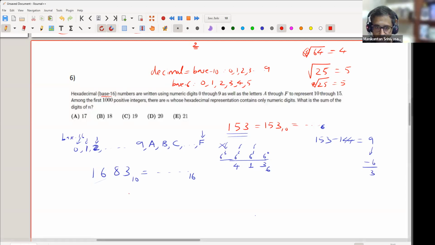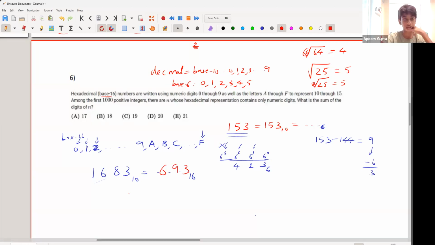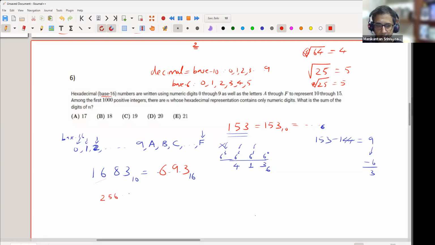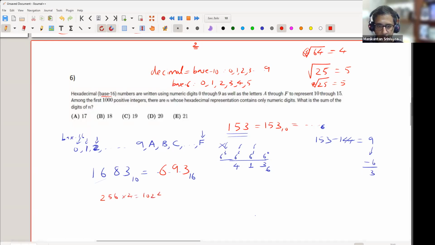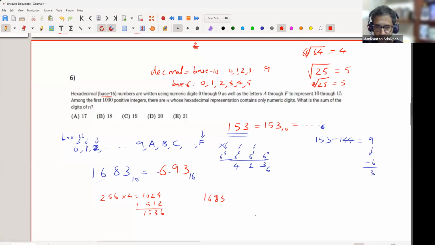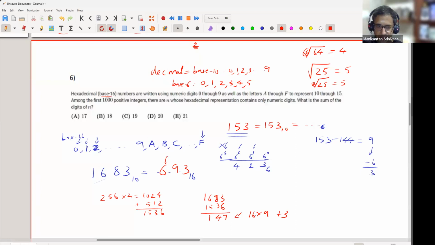Okay. All right, let's check. 693. Yeah, same. Then we don't have to discuss. So how many 256 do we need? I know 256 times 4 is 1024, and then probably another two more of them. So that's 1536, just so that for people watching the recording later, right? So 1683 minus 1536, the difference is how much? 147, I guess. Okay, so 147 is 16 times 9 plus 3. So we have 256 times 6, 16 times 9, and then 3 units.